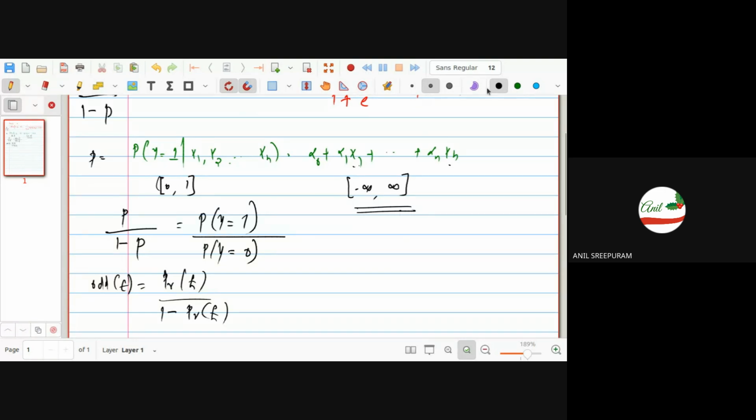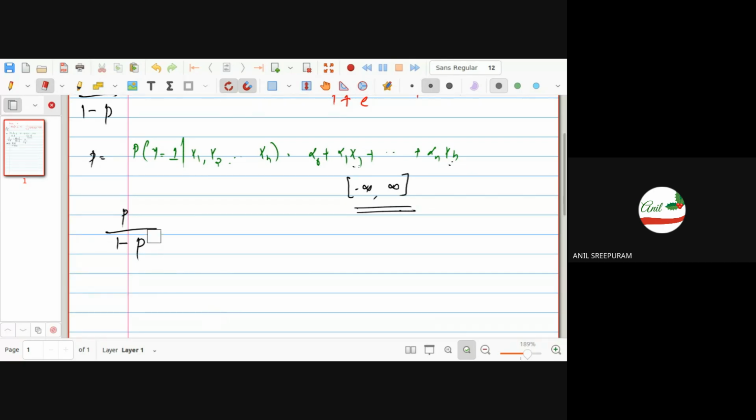Now, instead of taking this probability to be alpha 0 plus alpha 1 x1 to alpha n xn, you take p by 1 minus p to be alpha 0 plus alpha 1 x1 plus etc. alpha n xn. Previously it was 0 to 1. Now see, still here it is in minus infinity to plus infinity range.